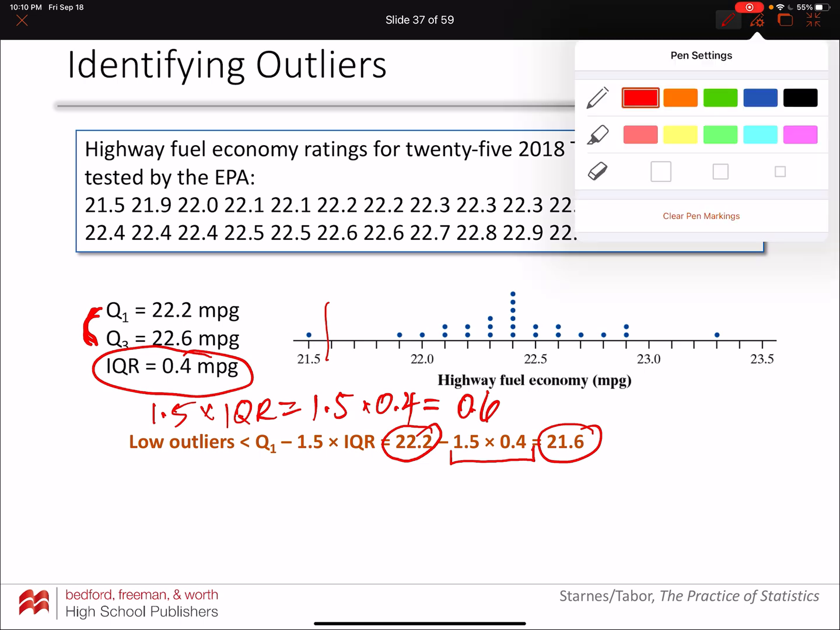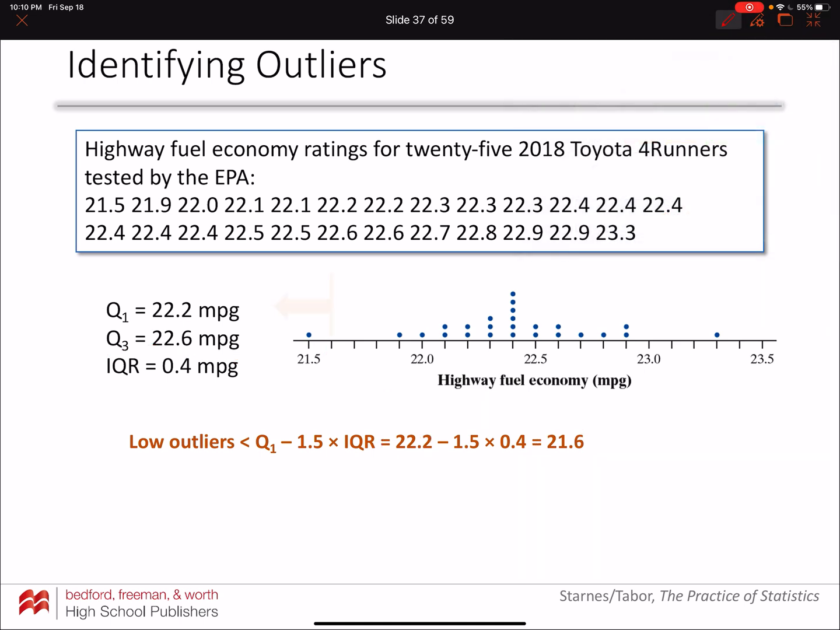Now, what does that tell us? It tells us that anything to the left of there, we should regard as an outlier. It's sort of the cutoff. Anything to the left of 21.6 is probably an outlier. And just to clarify, here's Q1, and the distance from here to here is that 1.5 times the IQR, which in this case is 0.6. So you go from Q1 to the left.